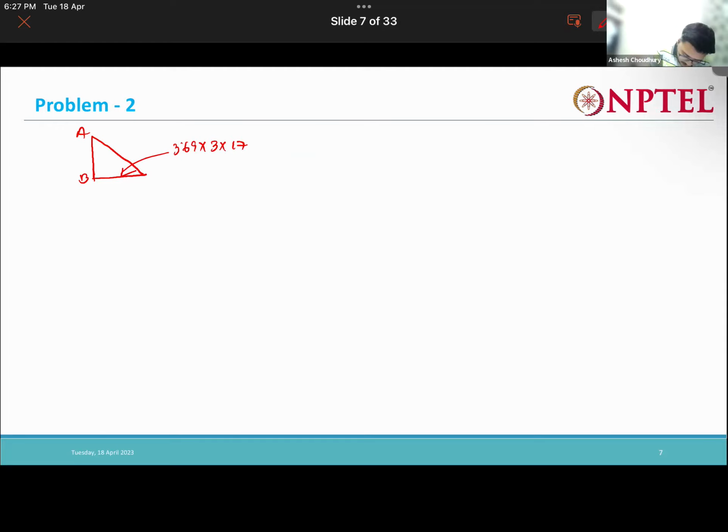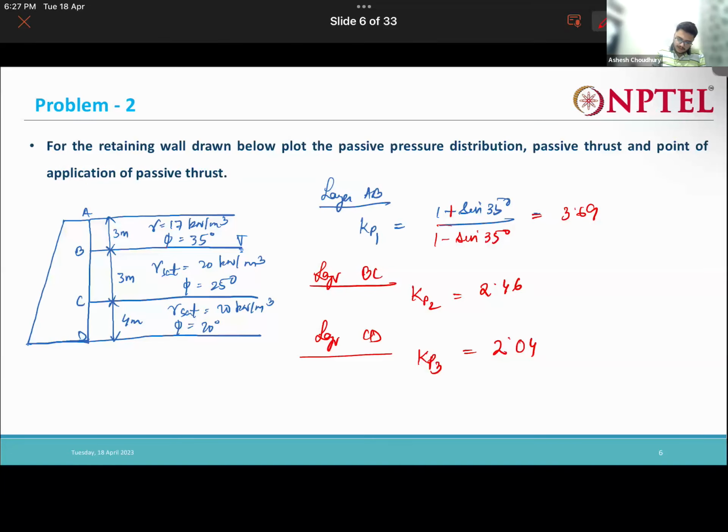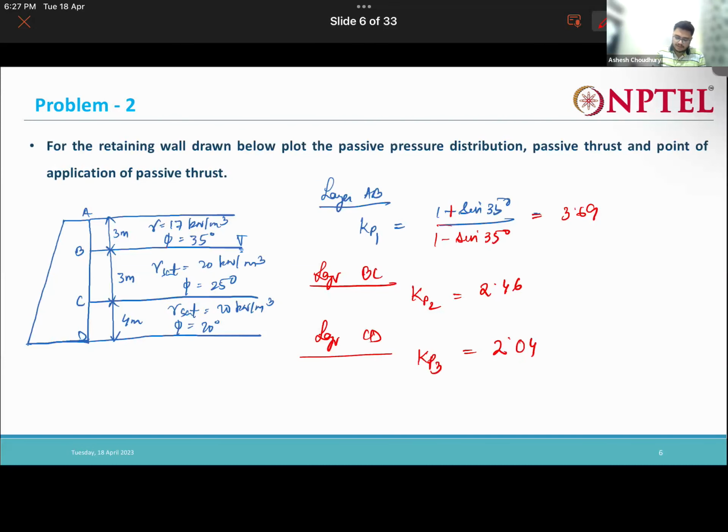How much is this one? This one is also 188.2. 3 meter. Okay, we will do that. Then for the next layer, my phi is changing again. Please pay attention that it's submerged also.